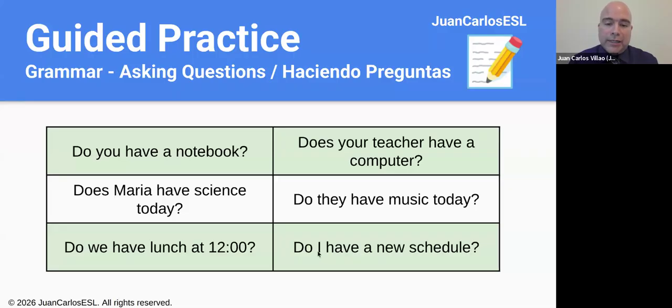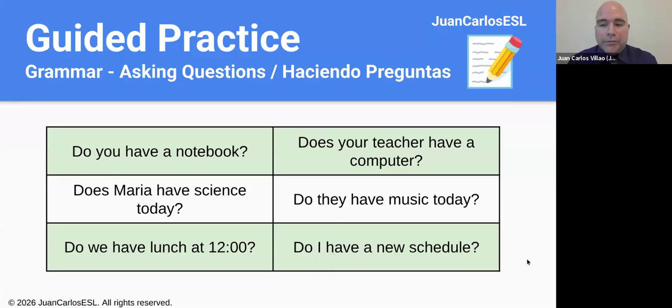So when the subject is I, you also initiate the question with do. So now you have do you, do we, do they, do I. So do I have a new schedule? Tengo yo un nuevo horario. Entonces tómese en cuenta cuando el sujeto es you, we, they, and I. Do you, do we, do they, do I.